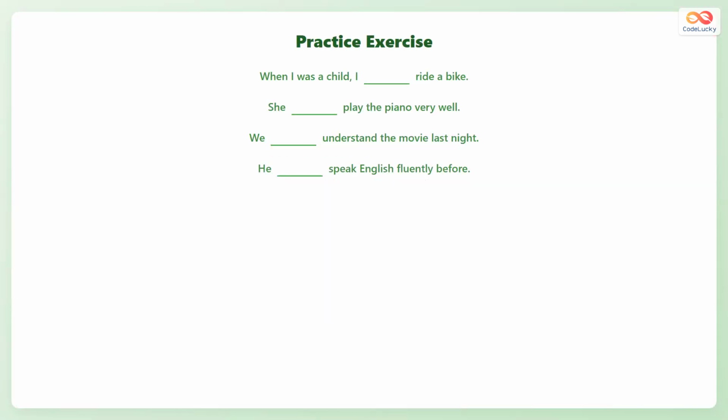Now practice with these sentences. When I was a child, I blank ride a bike. She blank play the piano very well. We blank understand the movie last night. He blank speak English fluently before. Fill each blank with the correct past ability word.